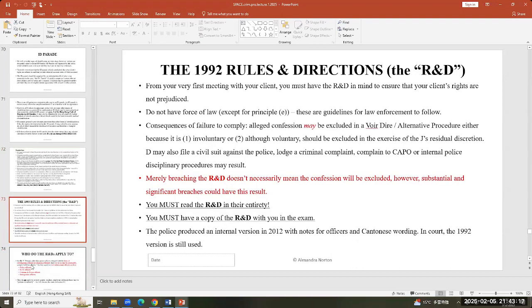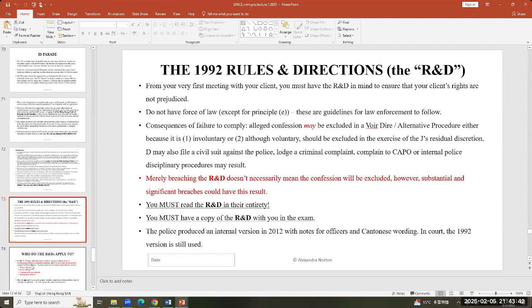The 1992 rules and directions, just to finish with. So read them, of course. You should have already read them for evidence, but refresh your memory of them. Remember, they're guidelines. They don't have force of law, except for Principle E, which does. Principle E relates to the voluntariness of confessions.